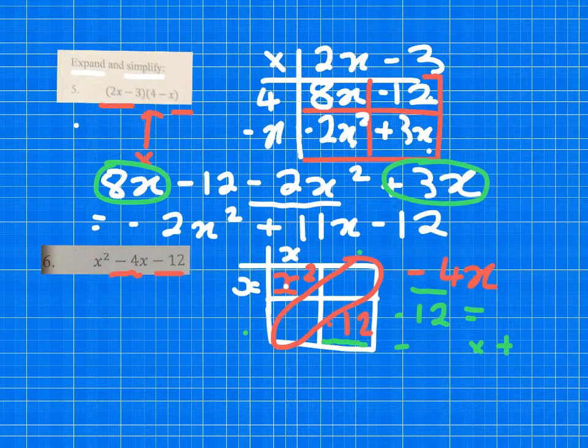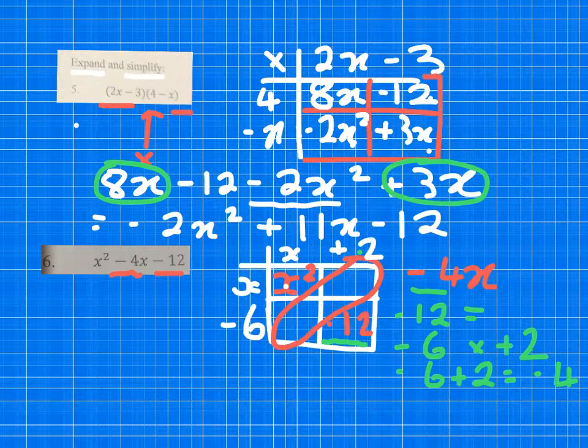So if we take negative 6 and we take positive 2, then we can see that minus 6 times 2 makes minus 12, and minus 6 plus 2 makes minus 4, and that's what we're looking for because we need minus 4x. So the two numbers that we're going to multiply together are minus 6 and positive 2, and then we can see that minus 6 times x is minus 6x, and 2 times x is 2x.